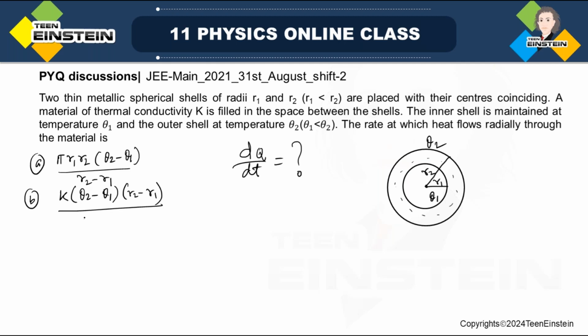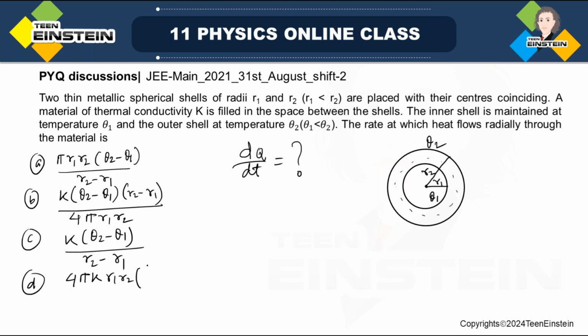And divided by 4 pi (r1 minus r2). Option C is k (theta2 minus theta1) divided by (r2 minus r1), and option D says it is 4 pi k r1 r2 (theta2 minus theta1) divided by (r2 minus r1).